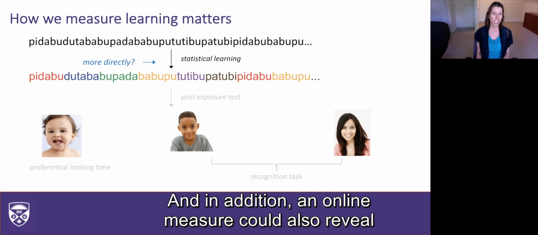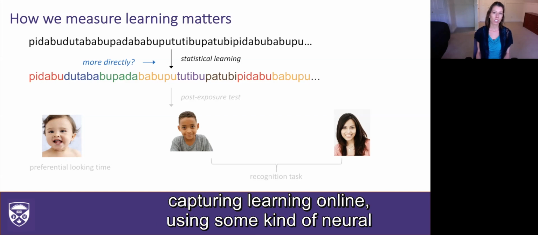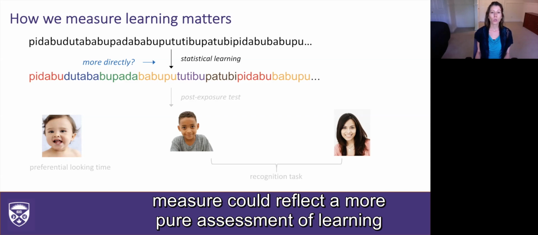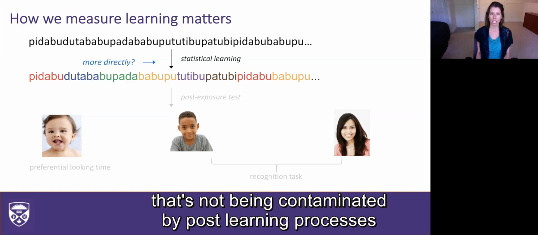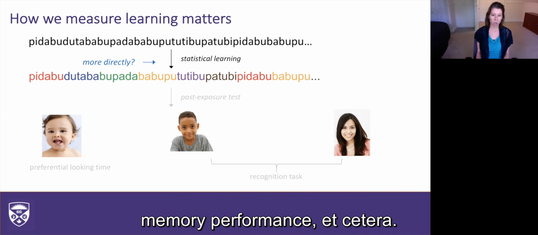And in addition, an online measure could also reveal the time course of learning. And finally, at a more theoretical level, capturing learning online using some kind of neural measure could reflect a more pure assessment of learning that's not being contaminated by post-learning processes such as decision-making, memory retrieval, memory performance, etc.